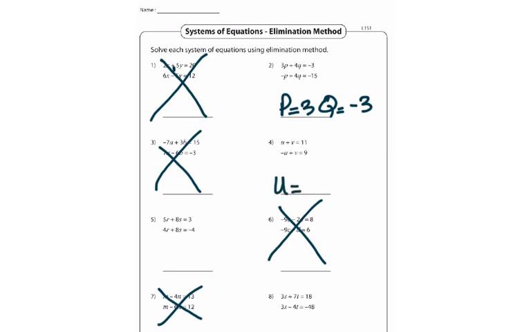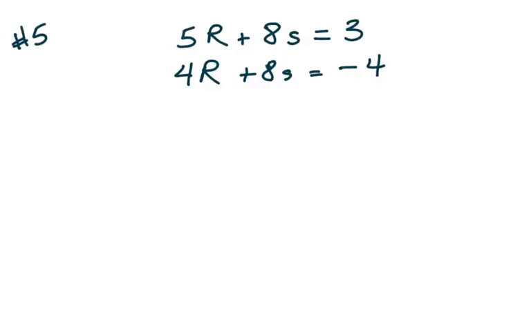U is 1 and v is 10. All right, this is number 5. So when I first look at it, I want to get rid of the S's, because they both have an 8 in front of them. But one of them has to be negative, excuse me. One has to be negative, one has to be positive.